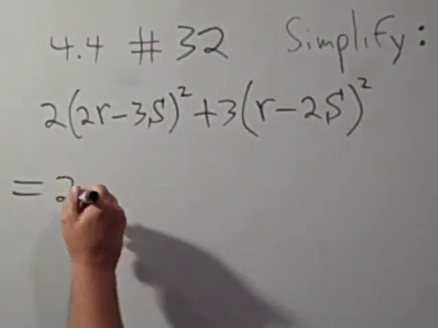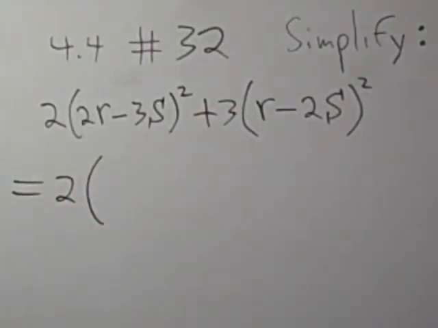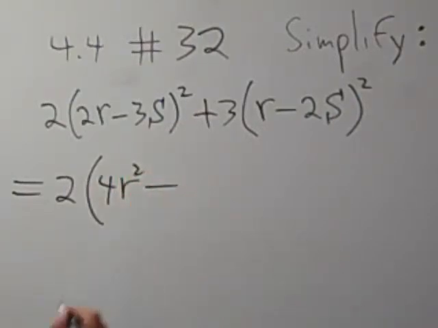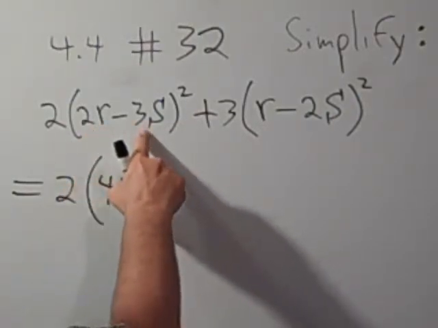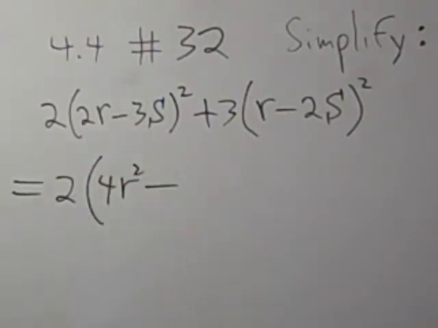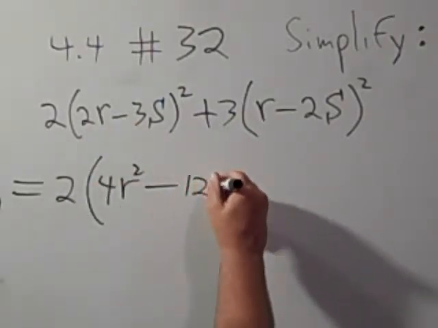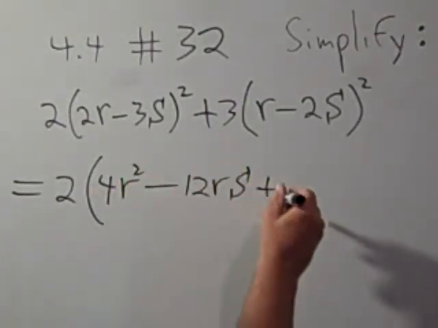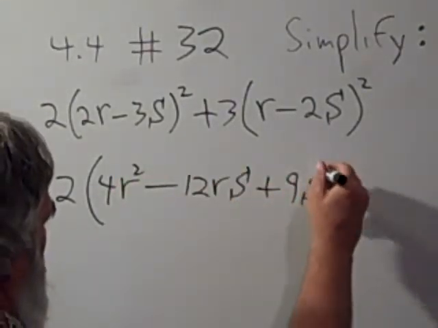So to begin with, we have 2r times 2r is 4r squared, and there's a negative in the middle. 2r times 3s is 6rs, and if we double 6rs, we have 12rs. Finally, we add the square of 3s. 3s times 3s is 9s squared.